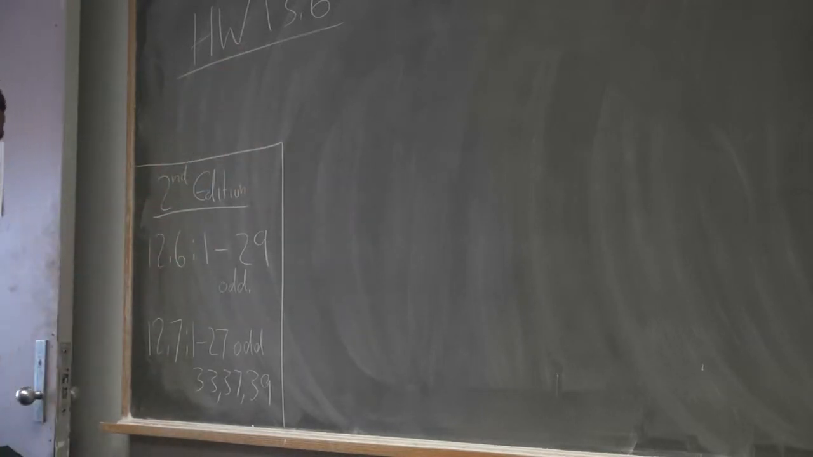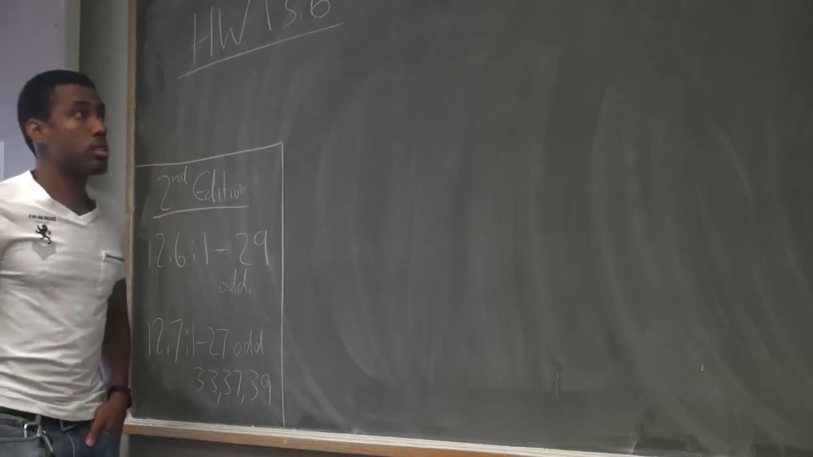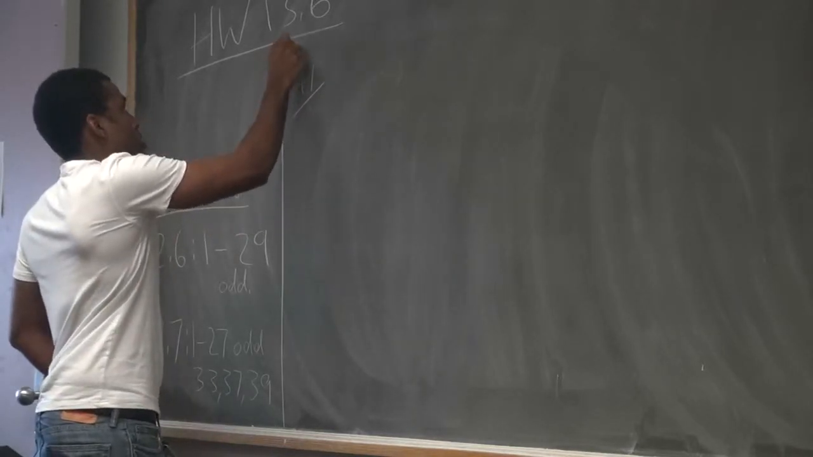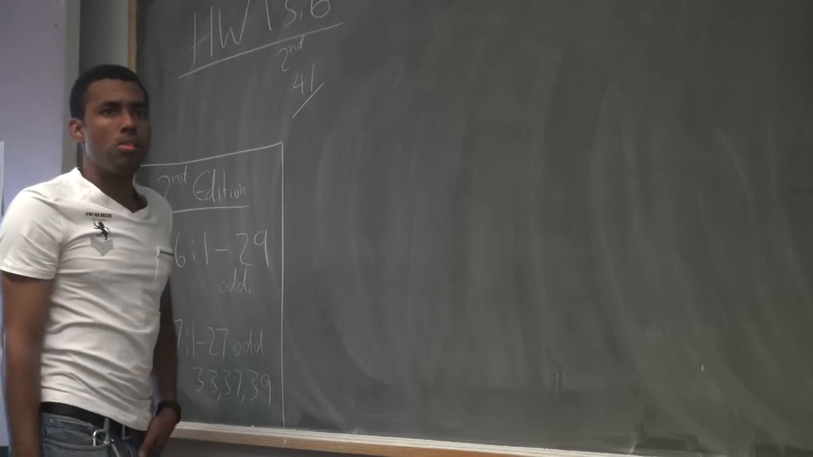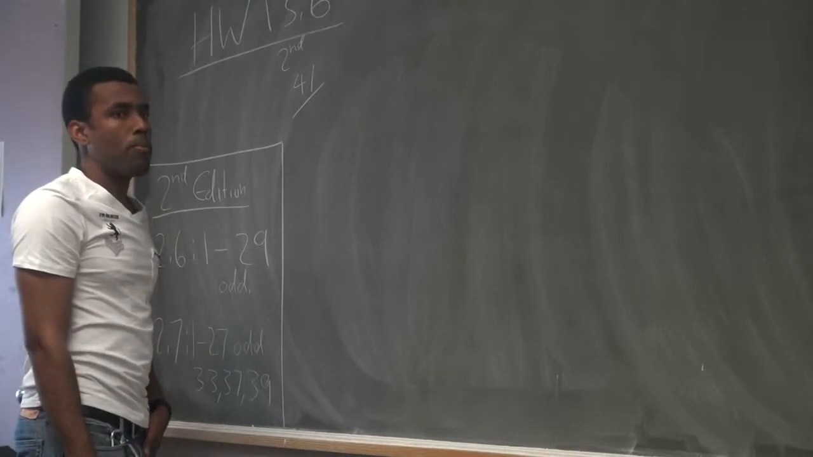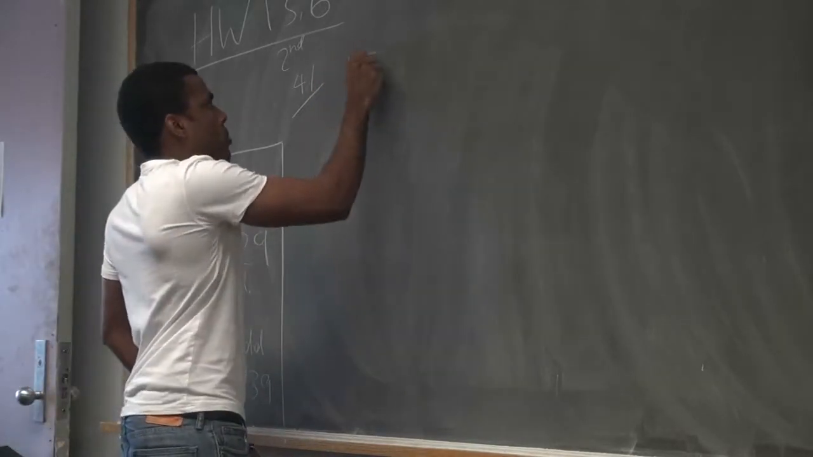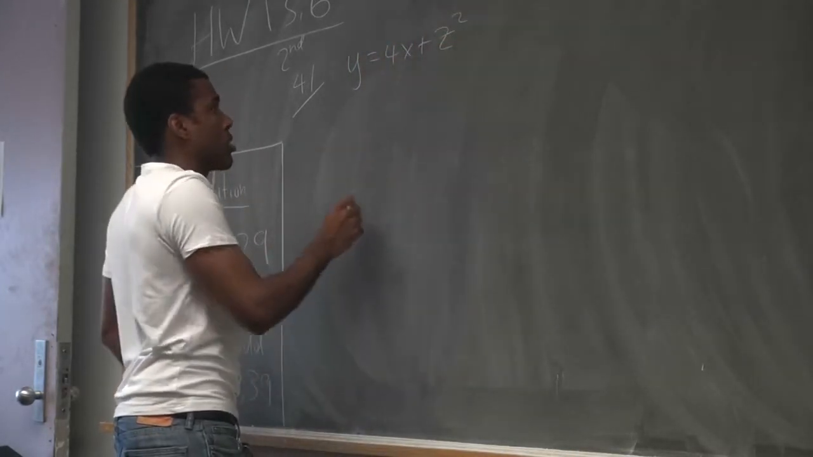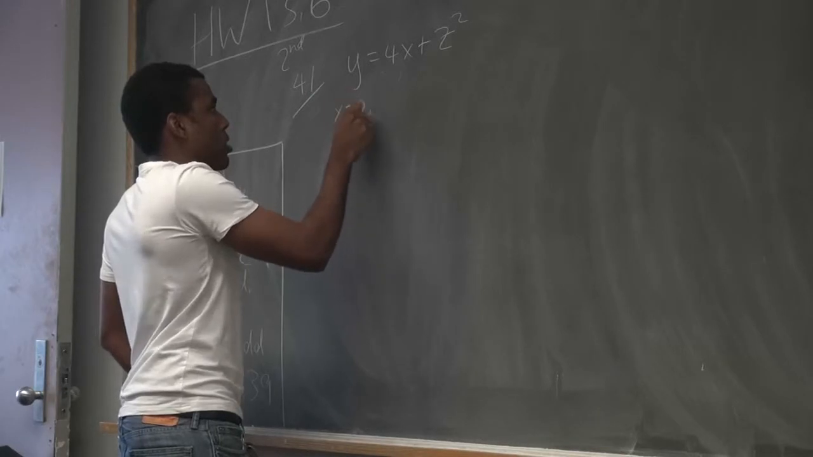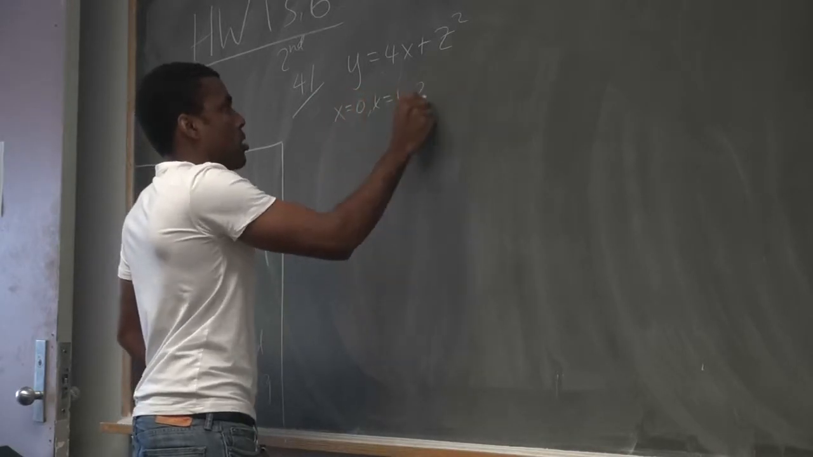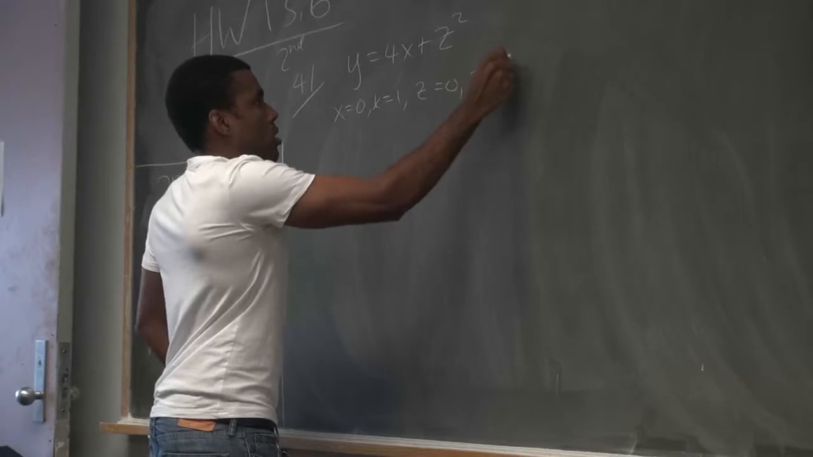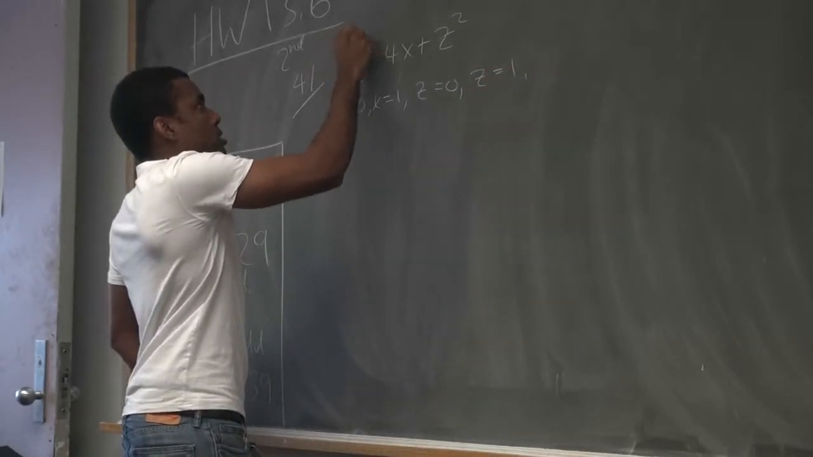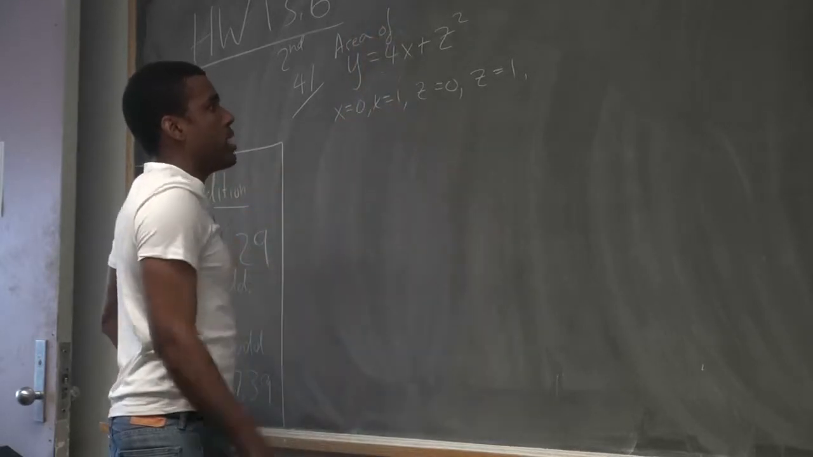Okay, questions on homework 13.6? Number 41, second edition. What was it? Y equals 4x plus z squared, and it's bounded by x equals 0, x equals 1, z equals 0, z equals 1. So you want to find, I suppose, the area of this surface bounded by that.